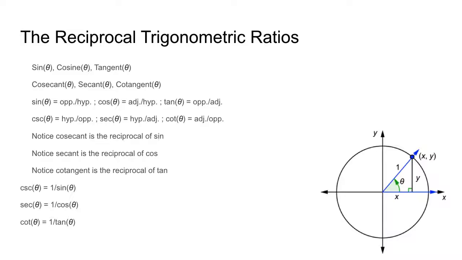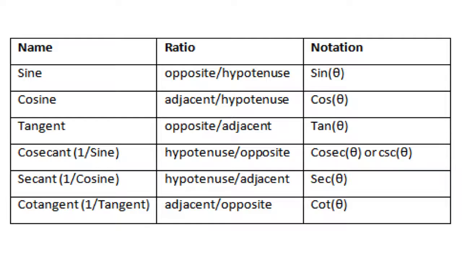Given this, we are going to learn the three other trigonometric ratios, those being cosecant theta, secant theta, and cotangent theta. Cosecant theta is equal to 1 over sine theta, while secant theta is equal to 1 over cos theta, and cotangent theta is equal to 1 over tan theta.